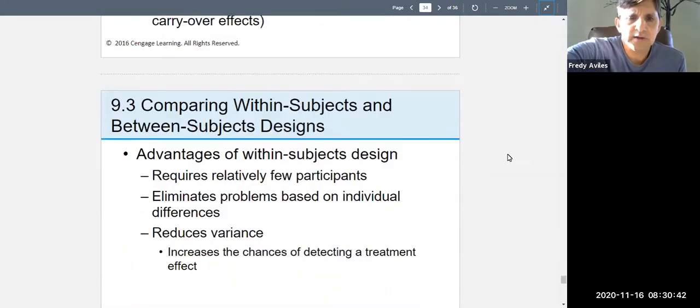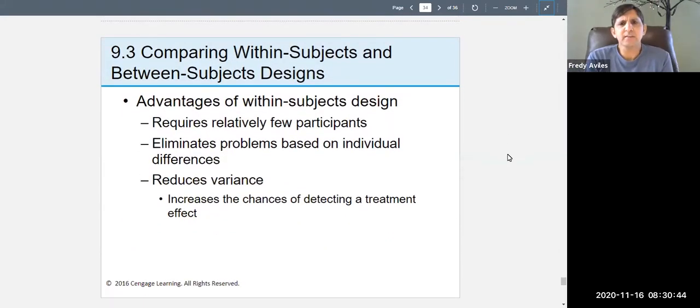All right, let's keep going. So let's compare these within subjects and between subjects designs, okay? The differences. So, advantages of within subjects designs. We just talked about that.